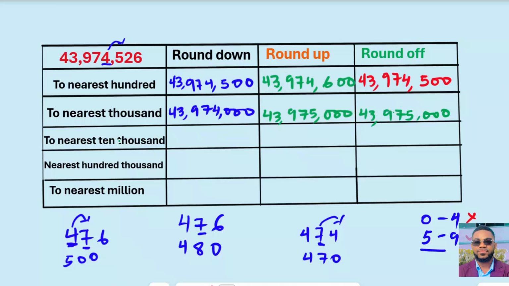So let's move on to the next one, which is the nearest 10,000. Let's look for the nearest 10,000 down. So let's check. This is ones, tens, hundreds, thousands, 10,000s, or tens of thousands. So that's going to be here. The number behind is 4. We have to round down, so we don't have to add any 1 to this 7.